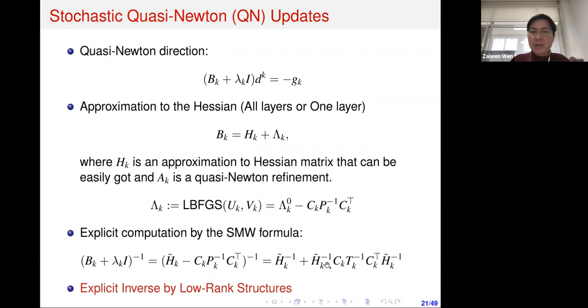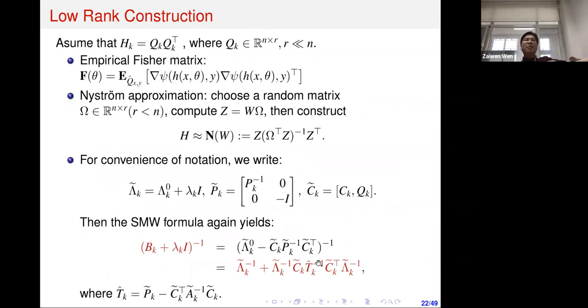But based on this, the inverse of this matrix is simple. So let's look at another case. Suppose H_k itself is a low-rank matrix. So there are a few cases.